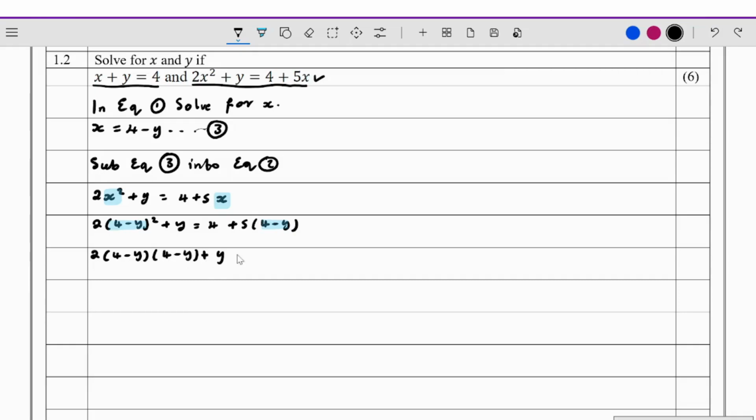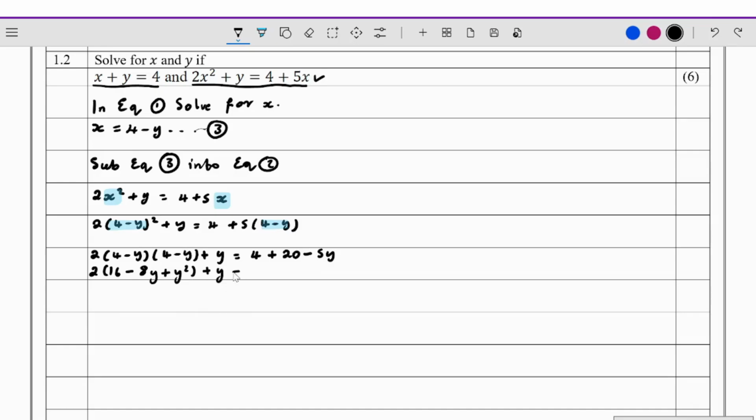Then I'll have plus y. This is equal to 4 plus, this one I can multiply. 4 multiplied by 5 is going to give us 20. And then 5 multiplied by y is going to give us negative 5y. And then you continue to multiply these ones again as well. So I'll have 2, open bracket, 4 multiplied by 4 is going to give me 16. Minus 4y is going to give me minus 8y. Negative multiplied by negative, it's positive. And then y multiplied by y is going to give me y squared.